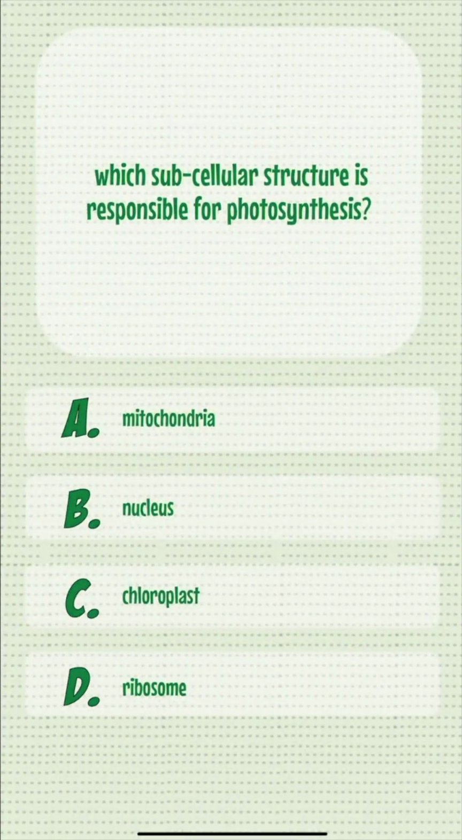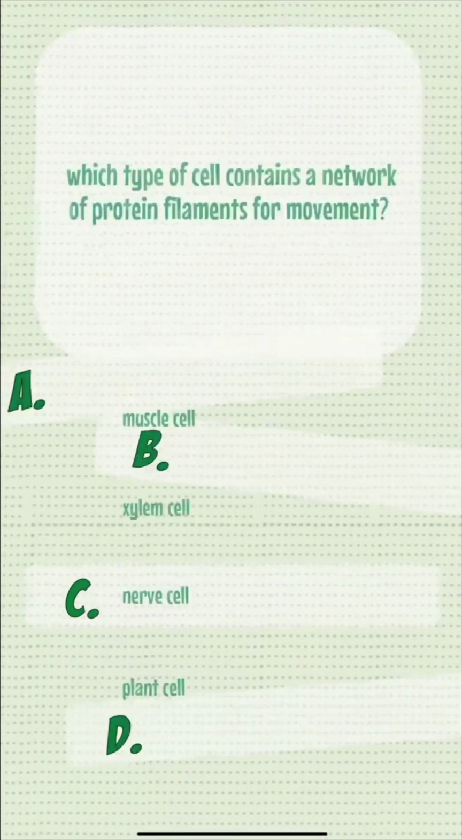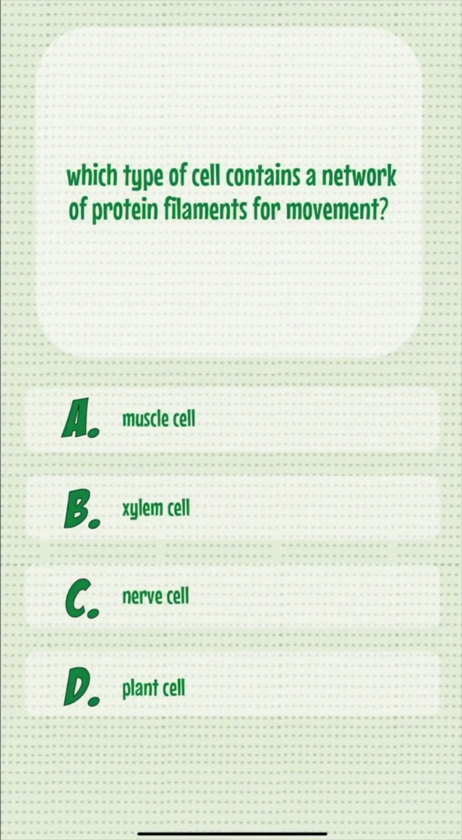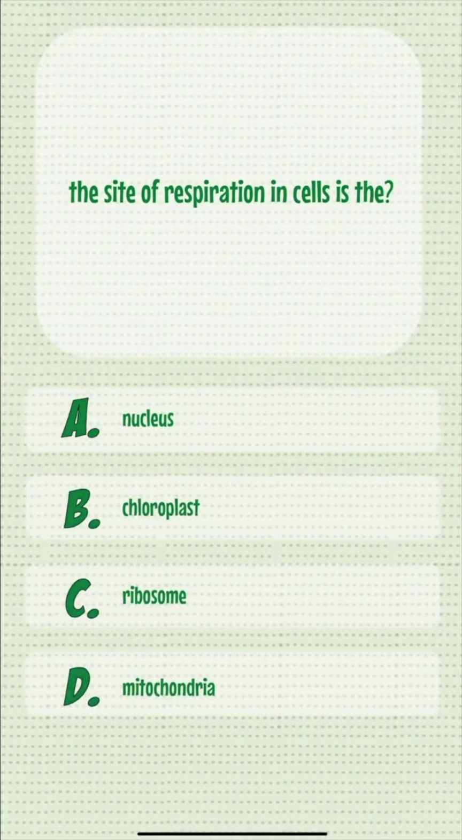Next, which subcellular structure is responsible for photosynthesis? Very quickly, guys. This is an easy one. C, yep. Mitochondria is for energy, nucleus contains the DNA, cell's activities, and the ribosome makes proteins. Which type of cell contains a network of protein filaments for movement? Okay, let me know this one. Protein filaments for movement. This is the main thing. Which one causes movement out of all of these? Yeah, A, perfect.